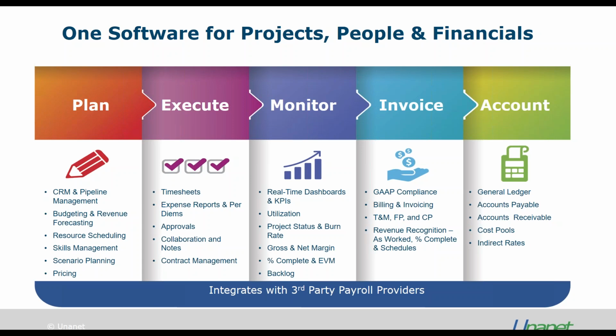And then lastly, on the right column there, accounting. There's a full suite of accounting capabilities for project-driven organizations within Unanet: general ledger, AP, AR. Cost pools is really what differentiates a project-driven organization, which is where we're combining all those indirect costs in facilities potentially, IT, finance, HR, the executive suite, C-suite, and spreading them across all the different projects so that you can have really a project-driven P&L.